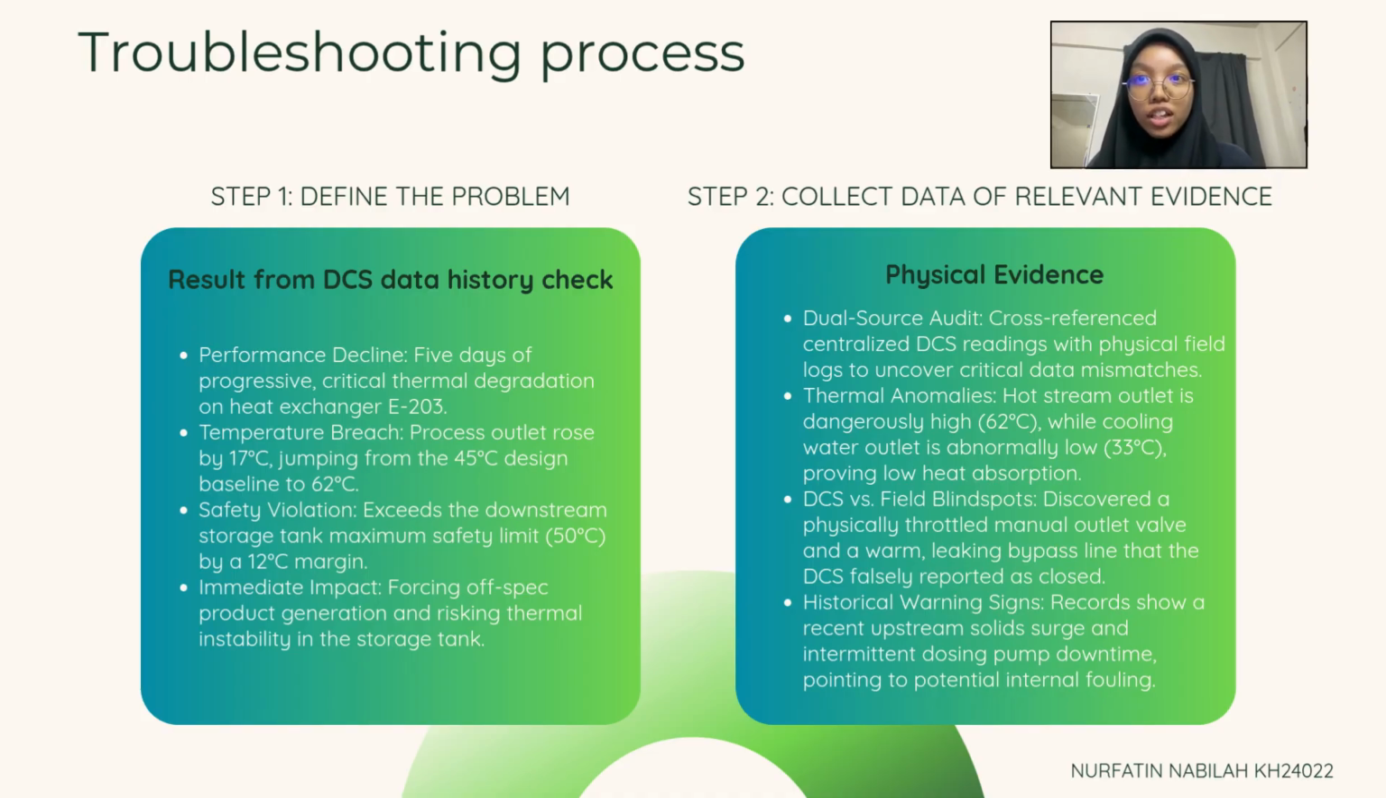readings with field logs and uncover a major blind spot. The DCS showed that the bypass line was closed, but a physical check revealed a warm, leaking manual bypass valve. This, along with the recent upstream solids surge, gave us our smoking gun.